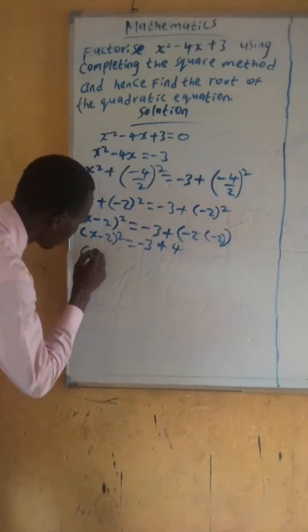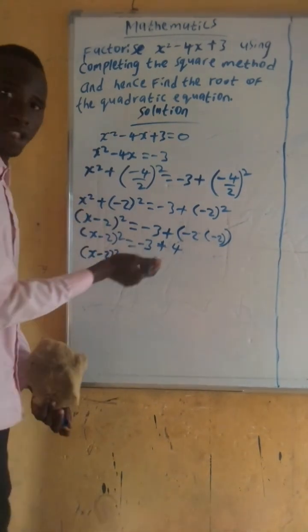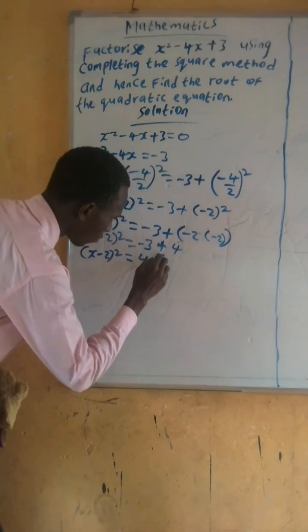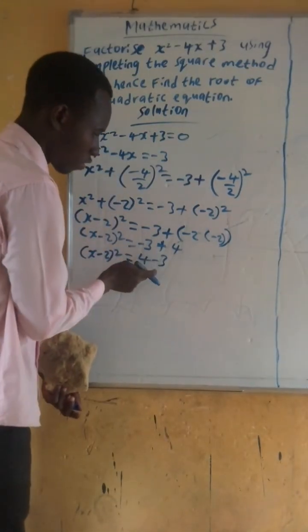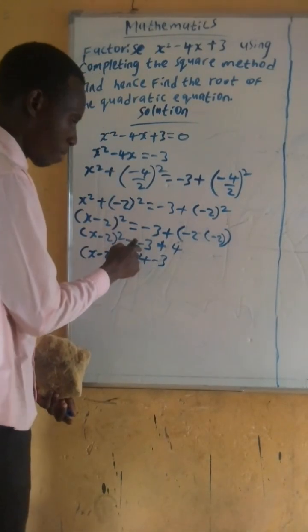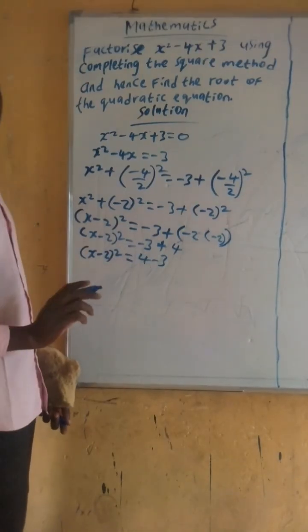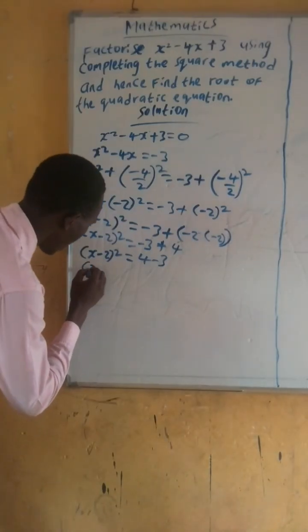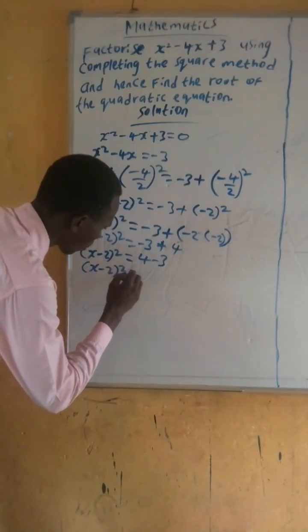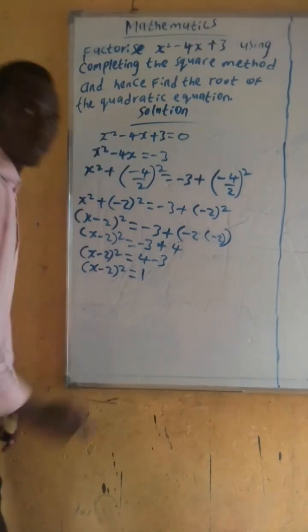So we are going to have x minus 2 squared equals to minus 3 plus 4, is the same thing as what? 4 minus 3. Have you seen that now? So we are going to have x minus 2 squared equals to what? 4 minus 3 is what? 1.